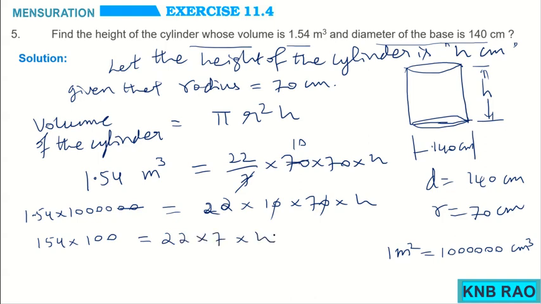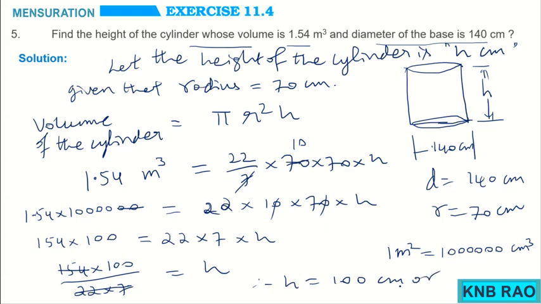Now this 22 into 7 can be sent this side. So 154 into 100 upon 22 into 7 equals h. You know here 7 22s is 154. So this completely cancels this 154. Thus h equals 100 centimeter, or I can say 1 meter is the height of this cylinder. Now you write the conclusion. Okay.